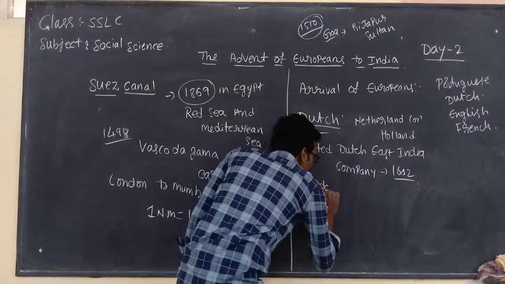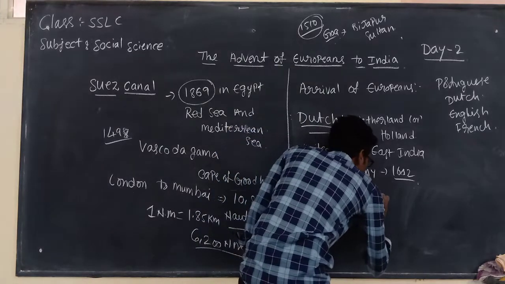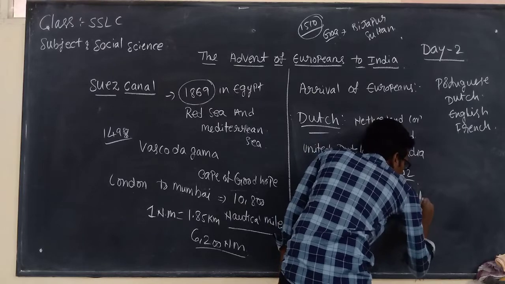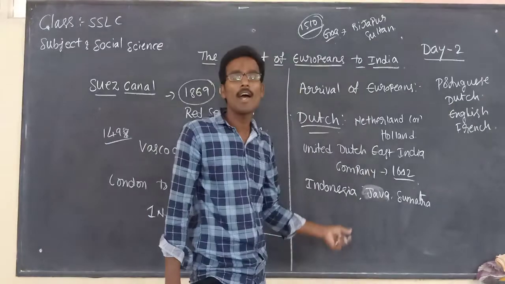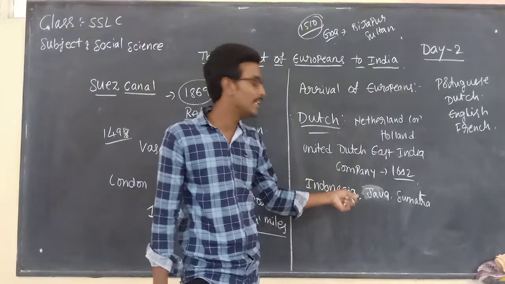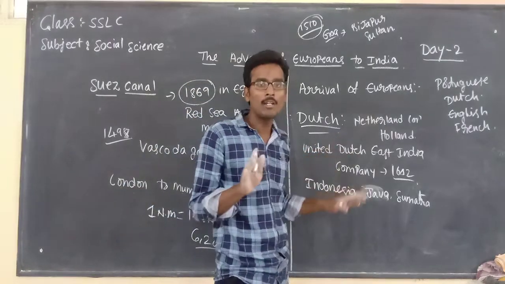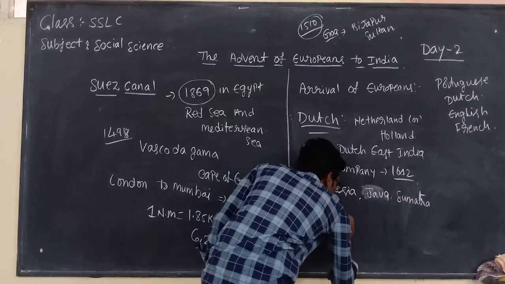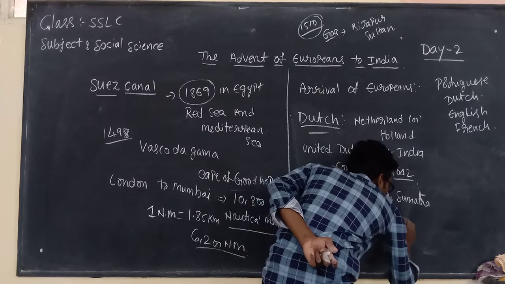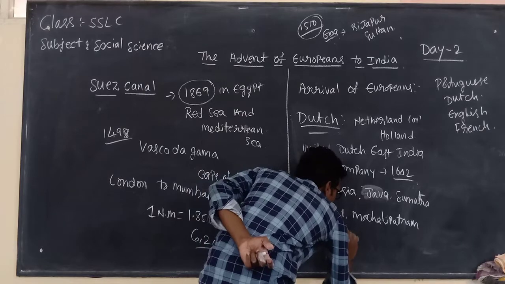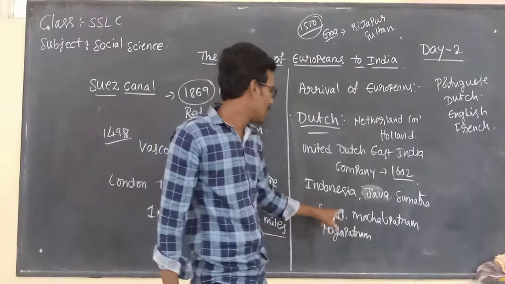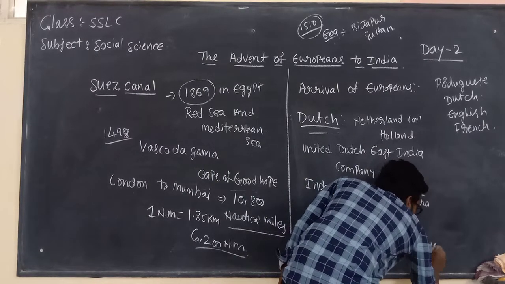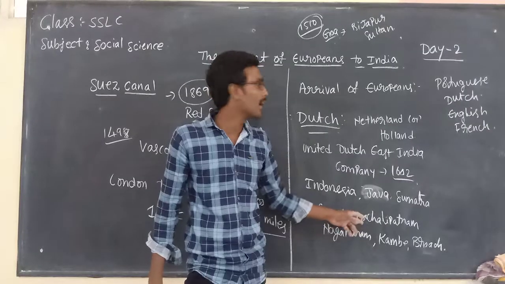Indonesia, Java, Sumatra. These are the important islands captured by the Dutch people. These are very rich in spices. Along with that, the Dutch also established some trade centers at Surat, Machilipatnam and Nagapatnam, and Kambi. These are the important trade centers of the Dutch in India.